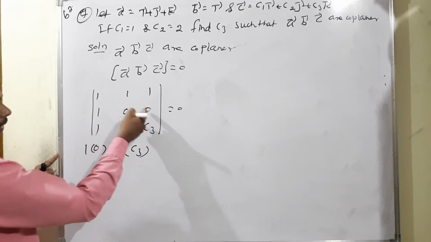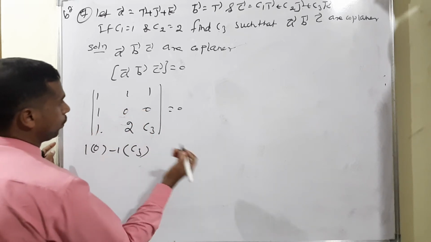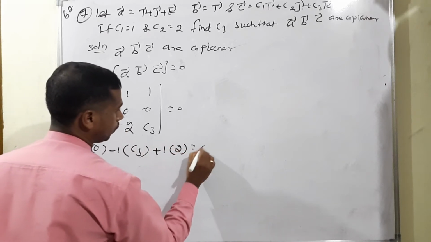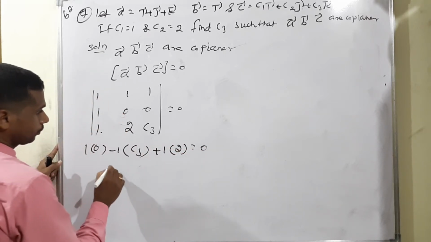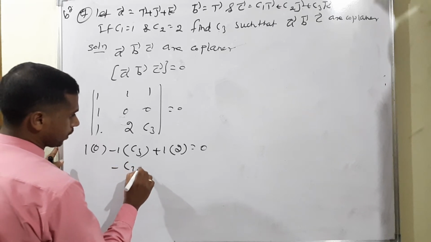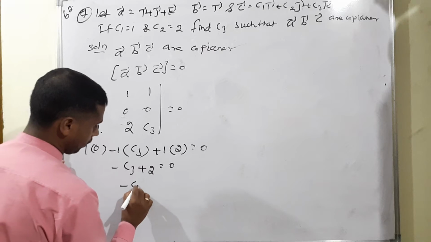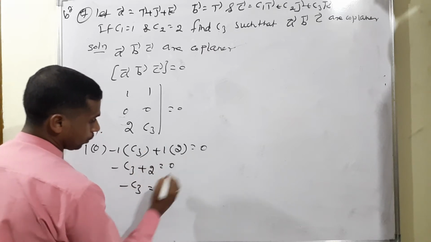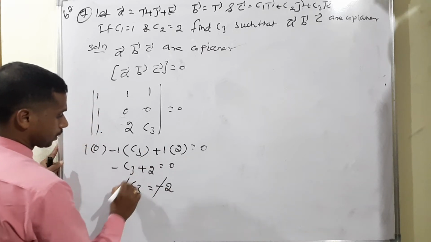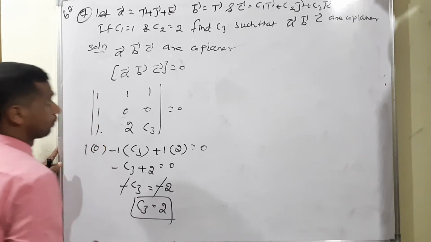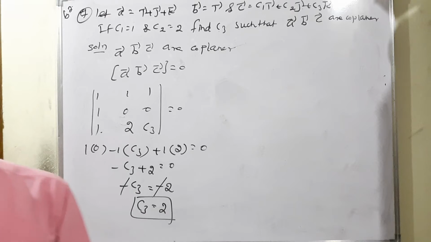Next term cross multiply means 1 into 0, 0 will come. So no need to write. Last term, 1 into 2 means 2, is equal to 0. Again minus 1 into c3 means minus c3. Plus 1 into 2 means 2, is equal to 0. Again minus c3 plus 2, bring out opposite sign means minus 2. Minus minus cancel. Therefore c3 is equal to 2. That's all. This is the answer for question number 7. Okay.